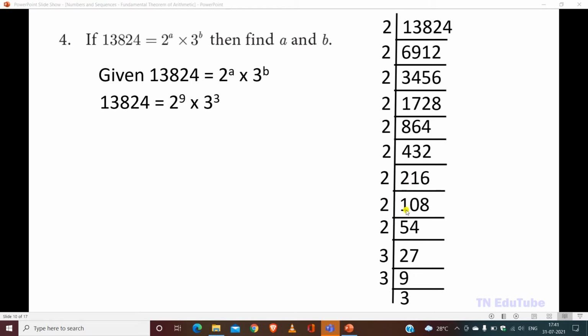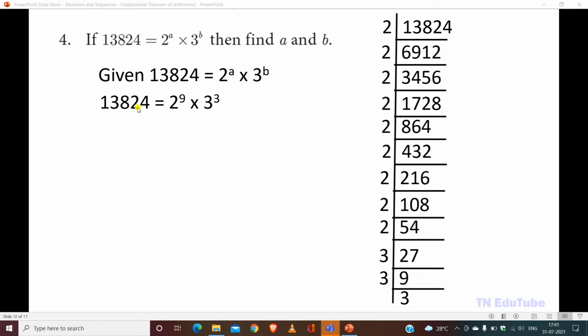1 2 is 2. Here it is 0. Then 16. 8 2s are 16. Again divisible by 2. 5 2s are 10. 4 2s are 8. Again divisible by 2. 2 2s are 4. 7 2s are 14. Again divisible by 3. Then 9 3s are 27. Then 3 3s are 9.